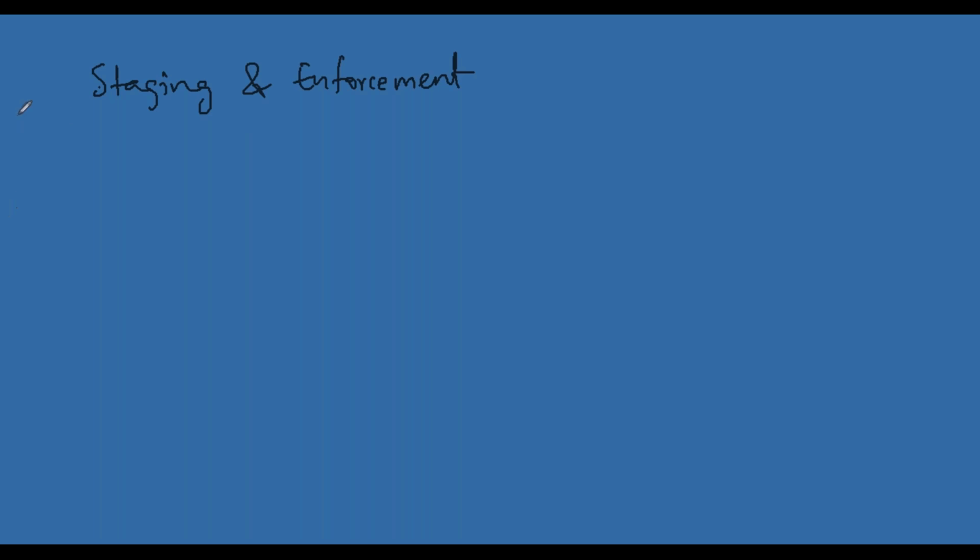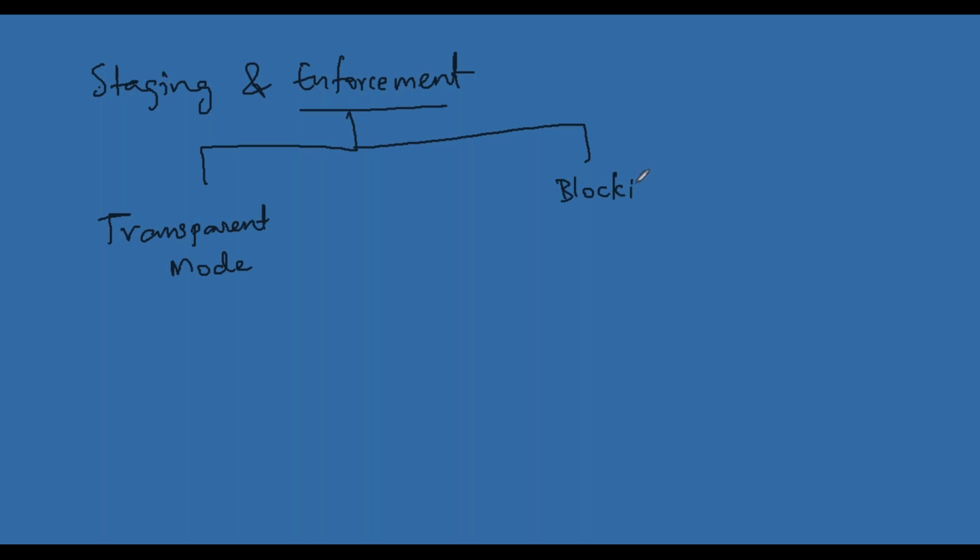Now whenever we talk about the enforcement mode, when you create a security policy, there are two different modes available. One is your transparent mode, and the second is your blocking mode. In transparent mode, the ASM will log the request and send it to the web application. Additionally, ASM will also generate a security violation which the administrator can review later.